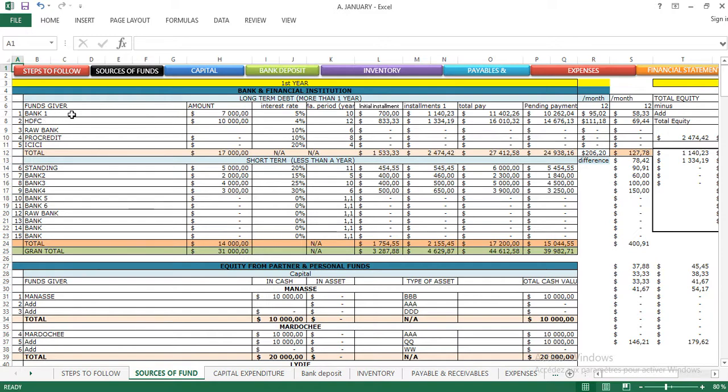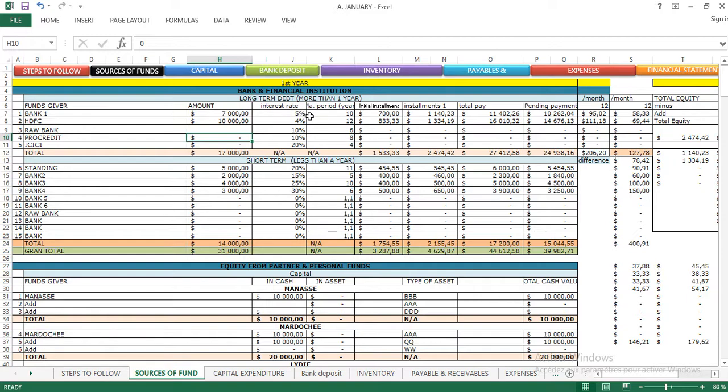All right, so here you have money from the bank. For instance, you have borrowed 7K dollars from bank number one, from HDFC. You have borrowed 10K, and for instance, from Procredit, you have borrowed whatever amount it is, and they have given you different rates of interest. At the time of maturity, you have to pay that money, including the interest.